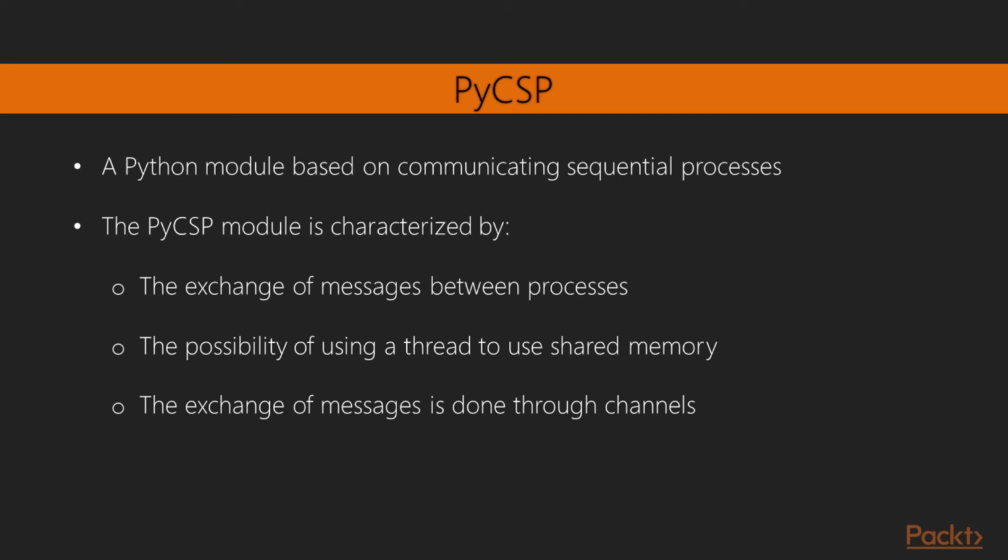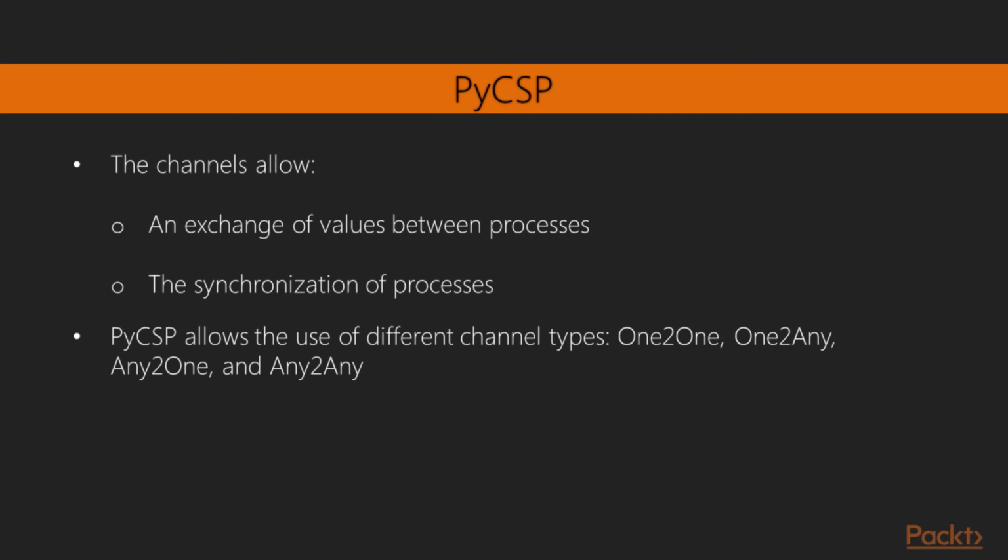The PyCSP module is characterized by: 1. The exchange of messages between processes. 2. The possibility of using a thread to use shared memory. 3. The exchange of messages is done through channels. The channels allow: 1. An exchange of values between processes. 2. The synchronization of processes. PyCSP allows the use of different channel types, one-to-one, one-to-any, any-to-one, and any-to-any. These names indicate the number of writers and readers that can communicate over the channel.